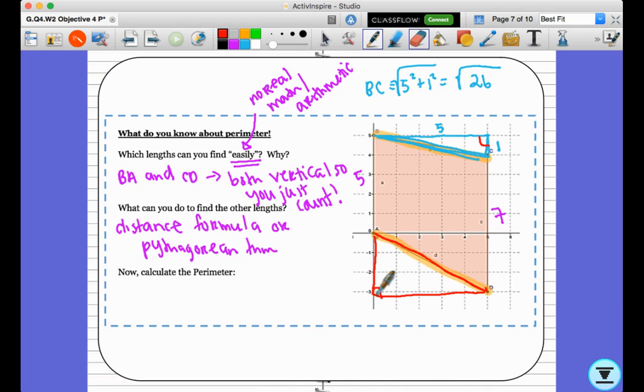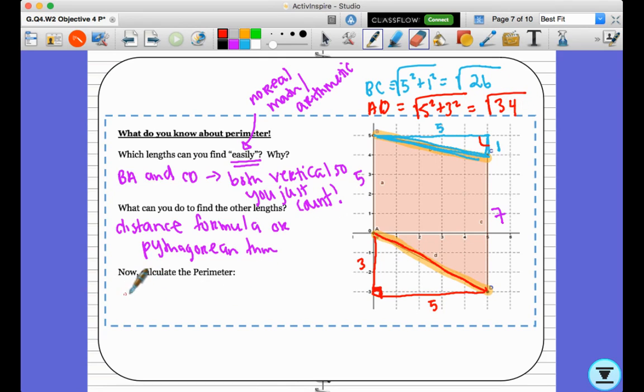So this has a length of 1, 2, 3, 4, 5. This has a length of 1, 2, 3. So to find the length of, what was that, AD, I'm going to go ahead and do the square root of 5 squared plus 3 squared, which is 25 plus 9, which is going to be 34.